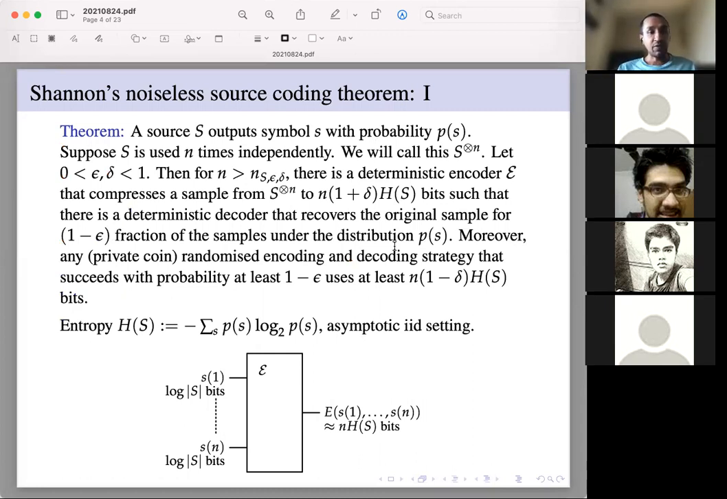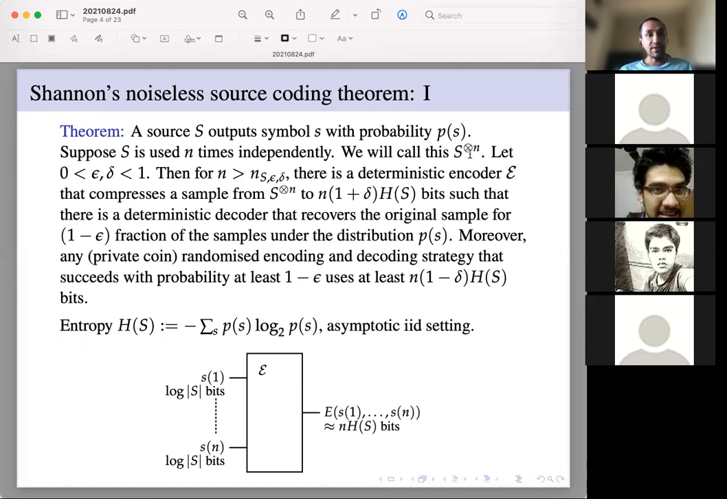Okay. Let us start off with maybe one of the simplest and most basic tasks in information theory. Let me remind you, this goes by the name of Shannon's noiseless source coding theorem. In this, there's a source S which outputs a symbol little s with probability PS. Now we are in the asymptotic IID setting, so S is used n times independently.